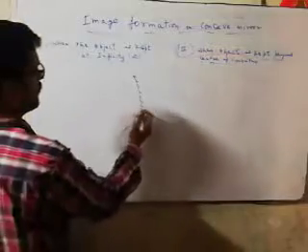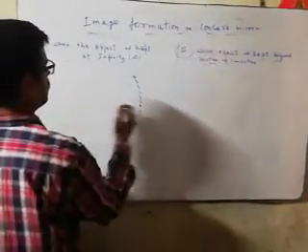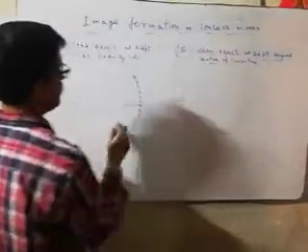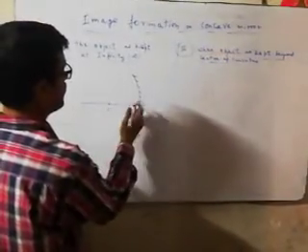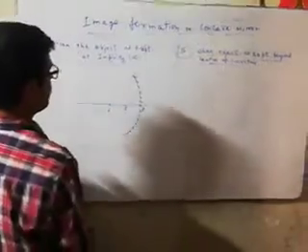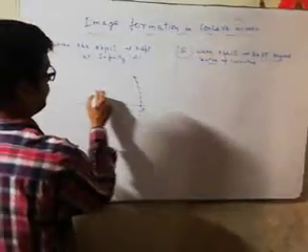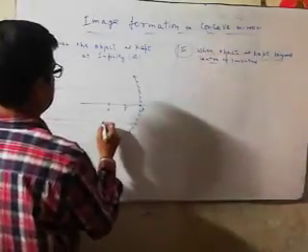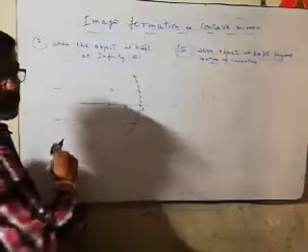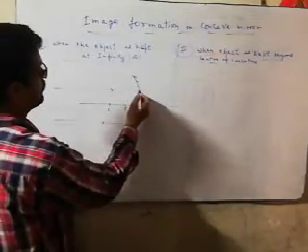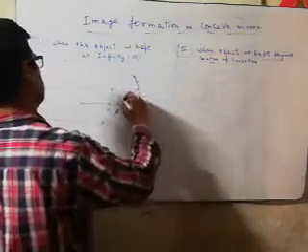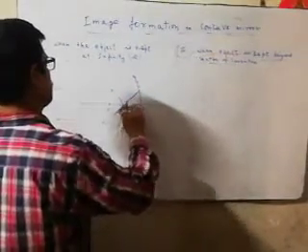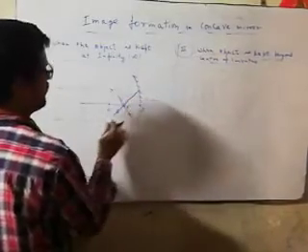Okay, this is a concave mirror. This is midpoint pole. This is center of curvature. And midpoint of C and P is focus point. Object is at infinity, so parallel light rays. Okay, these two parallel light rays, after reflection, will meet at focus point. So here what we see, the image is formed at focus.